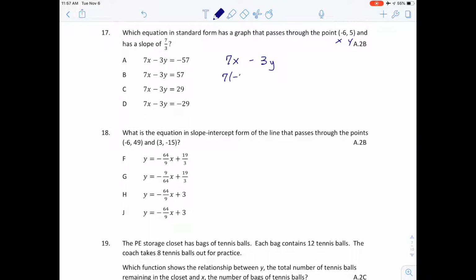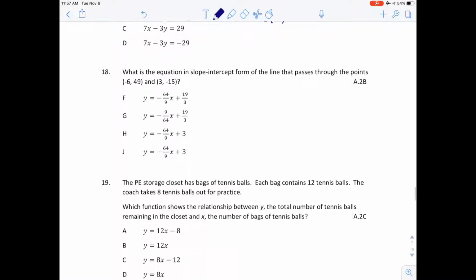So I'm going to take that point and put -6 in for x and 5 in for y. Now when I type that in, you should get -57, which tells you the only one that has -57 is answer choice A. Because that point has to be on that line, right? So that's the one that's on the line.